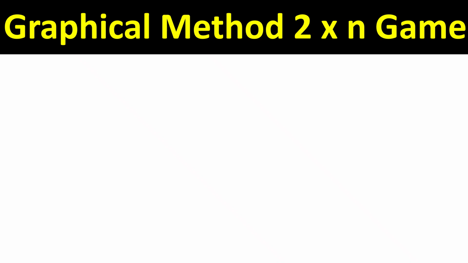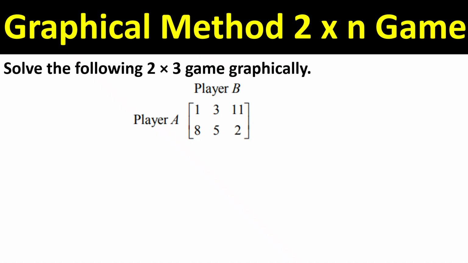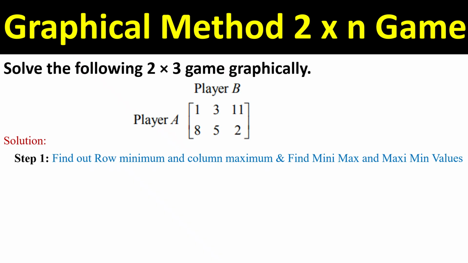In the present lecture, we will discuss the graphical method for 2 by n game with example problem. Let's see the problem. Solve the following 2 by 3 game graphically. Here player A has 2 strategies and player B has 3 strategies. So this game is a 2 by n game model. Let's see the solution. First step is to check the saddle point of the game.